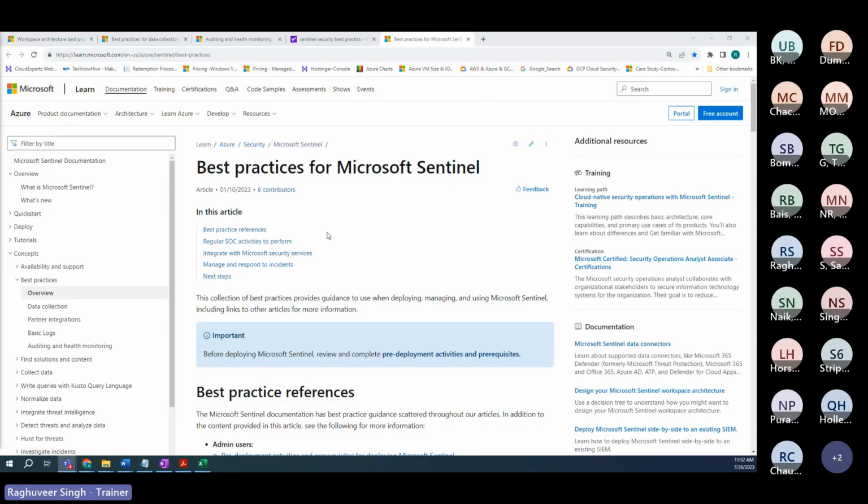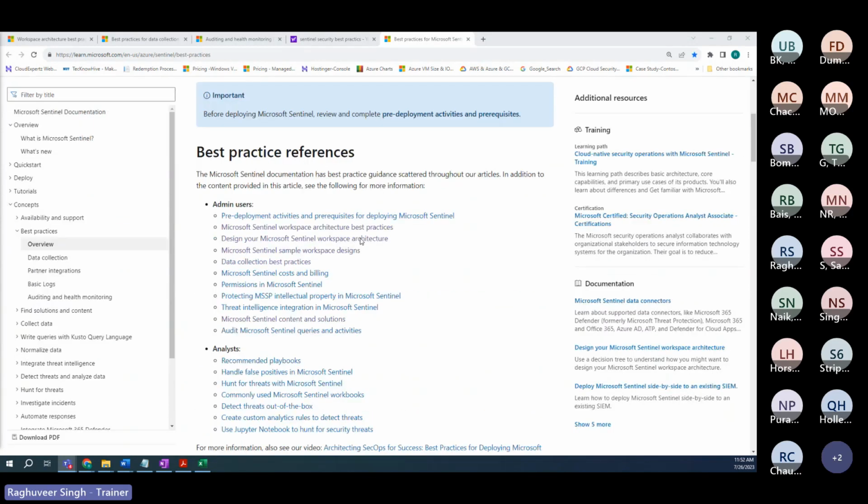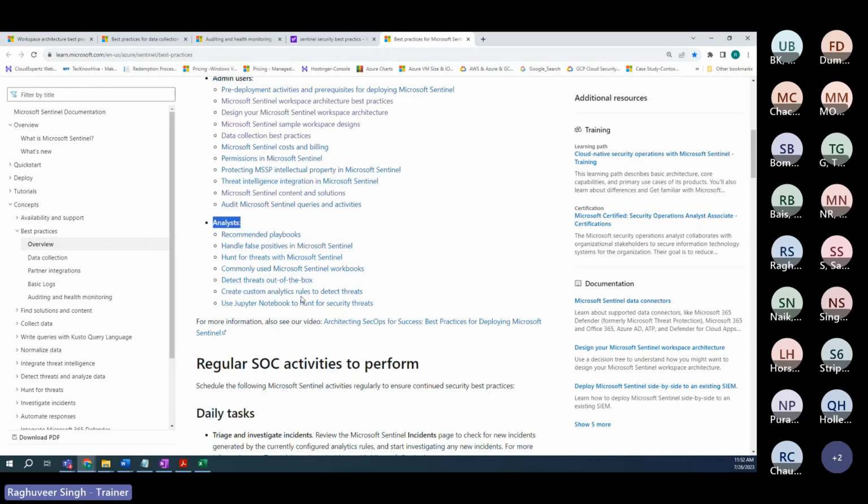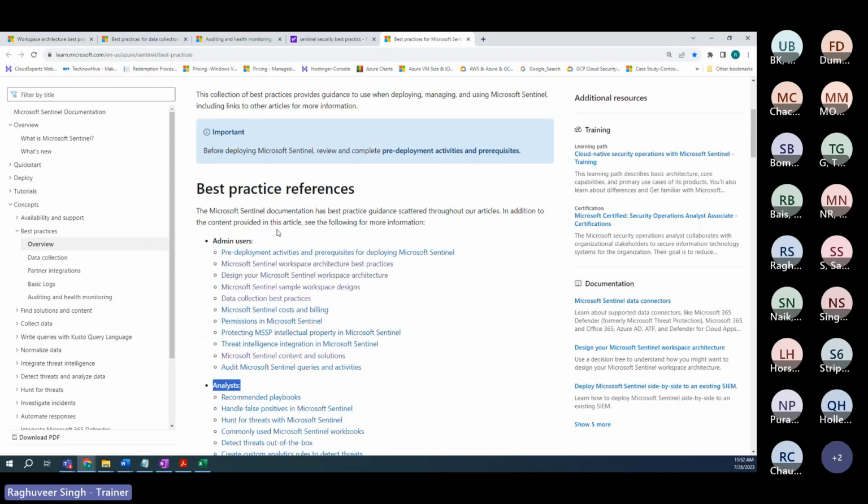So it shows best practices for Sentinel. Now it includes best practices for both engineering and operation functions. The one that says admin user is the engineering. I'm just trying to relate it to what you do in DXC. So you have engineering team and you have operations team. The one that says admin users is the engineering, and the one that says analyst is the operational. These are the best practices.